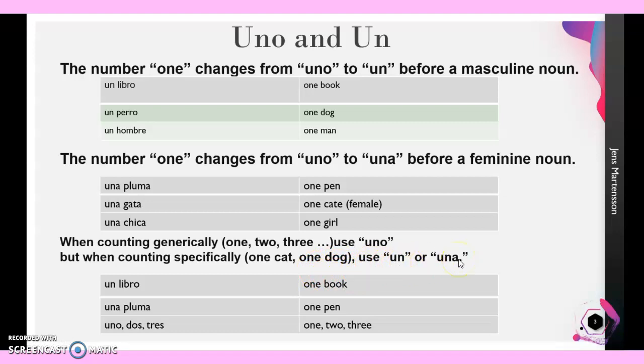So in the examples provided here below, we see that un libro is 1 book, because it's masculine. Pluma is feminine, so we're going to use una, which means 1 pen. And then, as it mentions here, when counting generically, 1, 2, 3, 4, 5, we're going to use uno. Uno, dos, tres, cuatro, cinco, seis, etc.